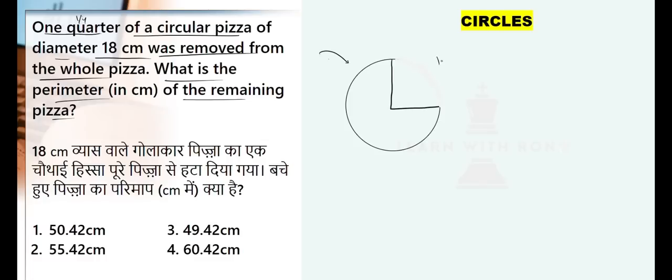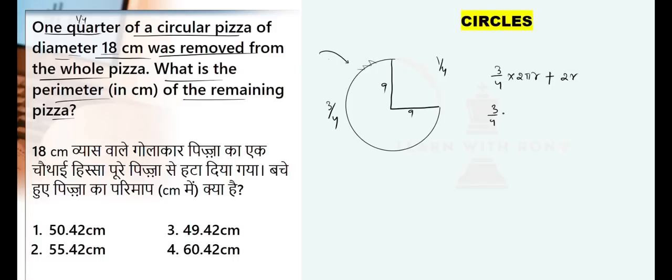If this is 1/4, what is the remaining pizza we are left with? 3 by 4 only, right? So first this total curve means 3 by 4 of the circumference of a circle, formula 2 pi r, plus, and still we have this is a radius and this is a radius, right? So 2 times the radius. Here the diameter is given as 18, so the radius is 9 centimeters.